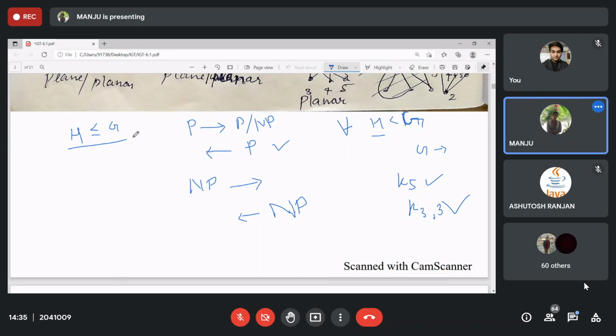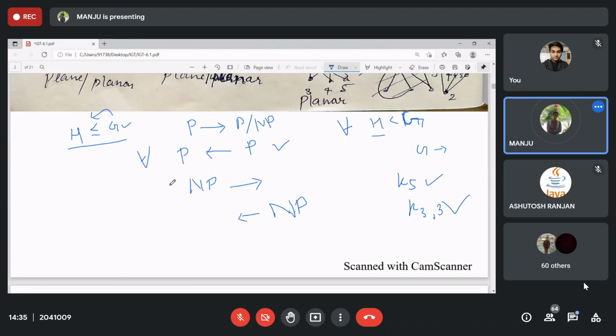True or not? Yes, ma'am. True. And what's the reason? It's simple, no? Because, ma'am, if there is no intersection of edges in G, then there cannot be intersection of edges in H. There's no intersection in G over here, so that's why it cannot be over. So that will be planar always for all the graph.